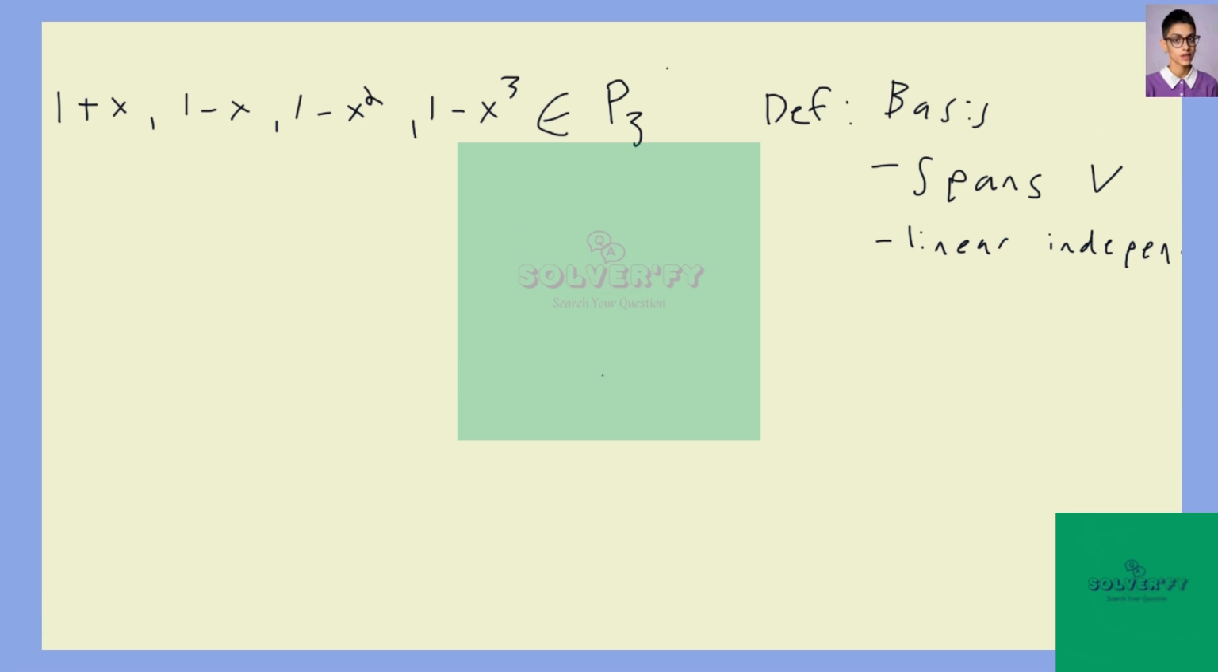Hi guys, my name is Julian, and I'll be helping you solve today's linear algebra problem. So we have these four polynomials. We want to show that these four polynomials are a basis for P3, the vector space of all polynomials up to degree 3.